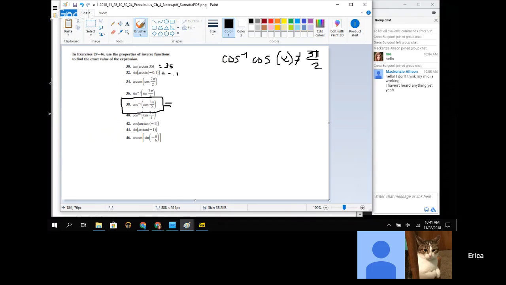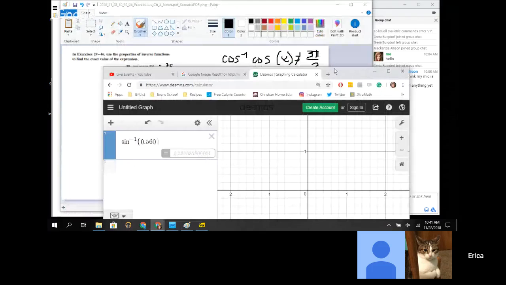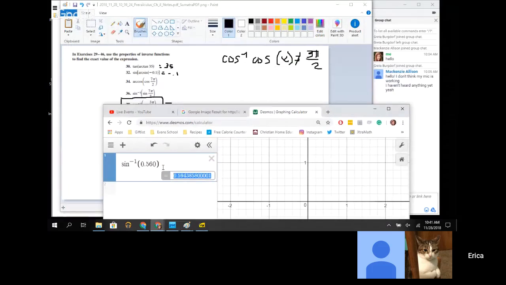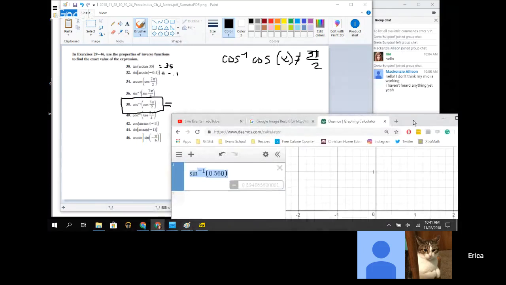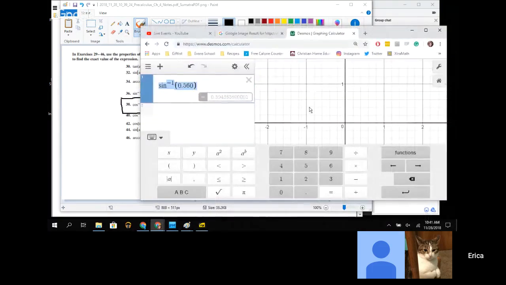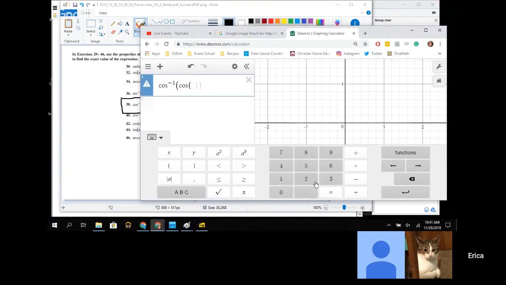Because when we're talking about the sine, cosine, and tangent, we have a very specific set of values that it's valid over. And I honestly don't even know if Desmos will do this or not. So I'm going to give it a try. Let's see what Desmos does with the inverse cosine of the cosine of 3 pi divided by 2.